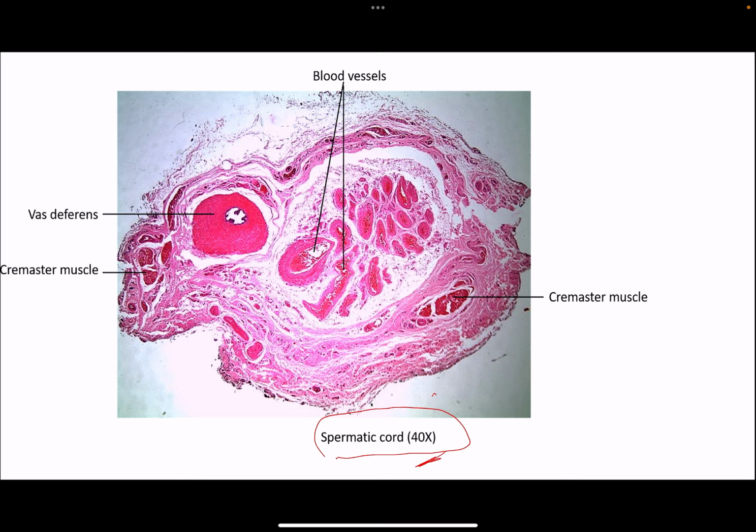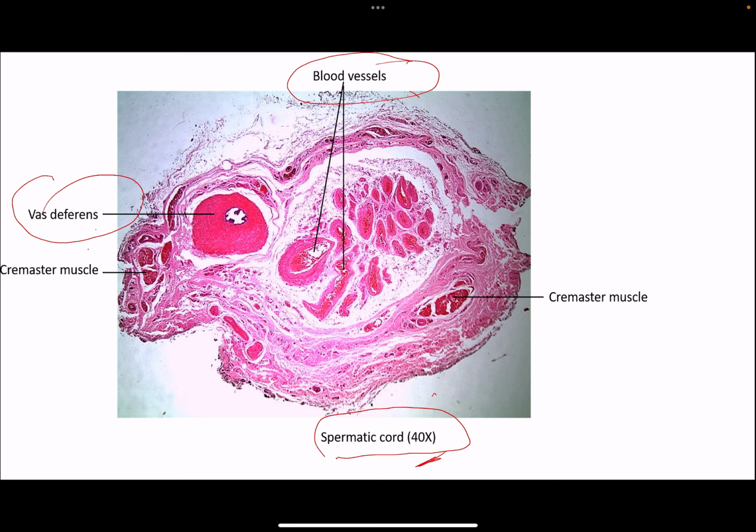It contains the ductus deferens or vas deferens, testicular arteries, those are blood vessels, arteries, pampiniform plexus, nerves, lymphatic vessels. Ductus deferens, it's the same thing. This ductus deferens, what they do, they transport sperm during ejaculation.